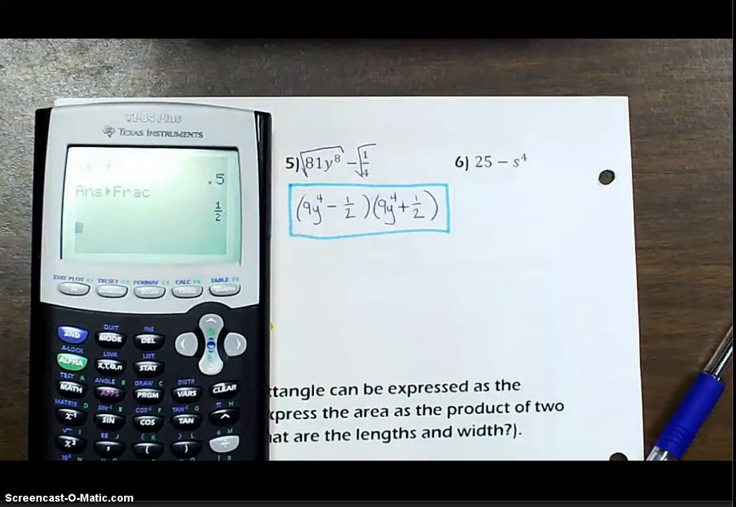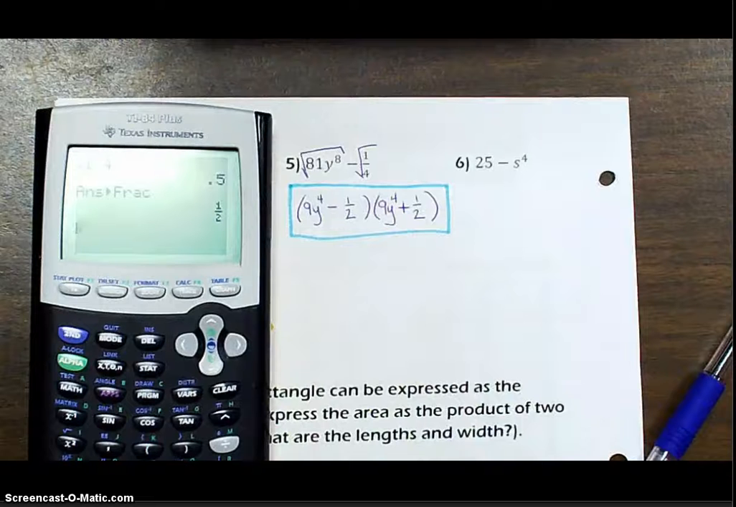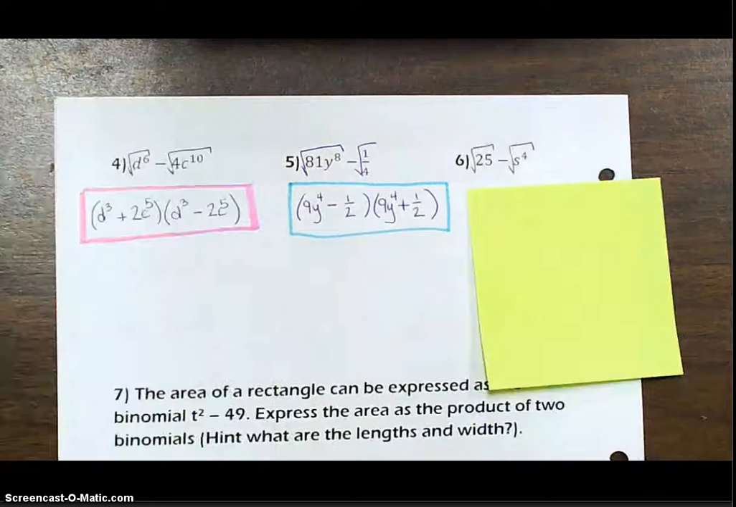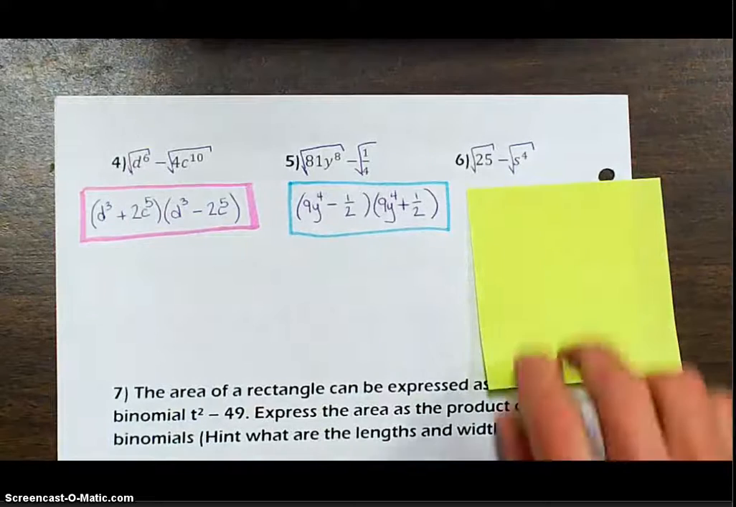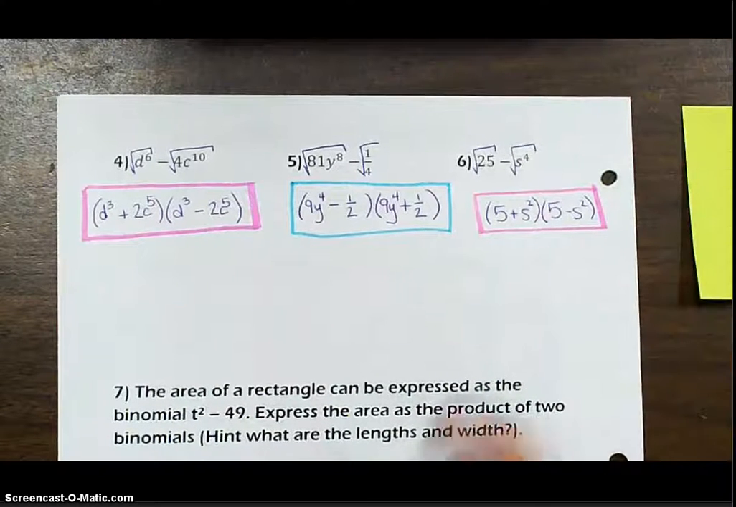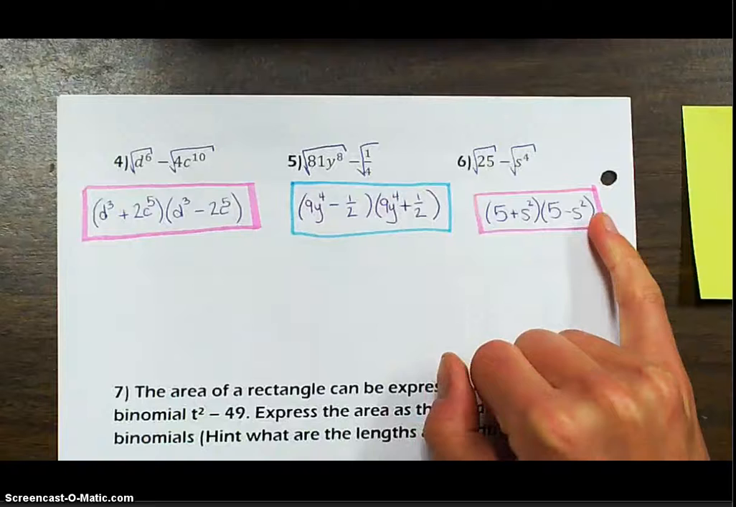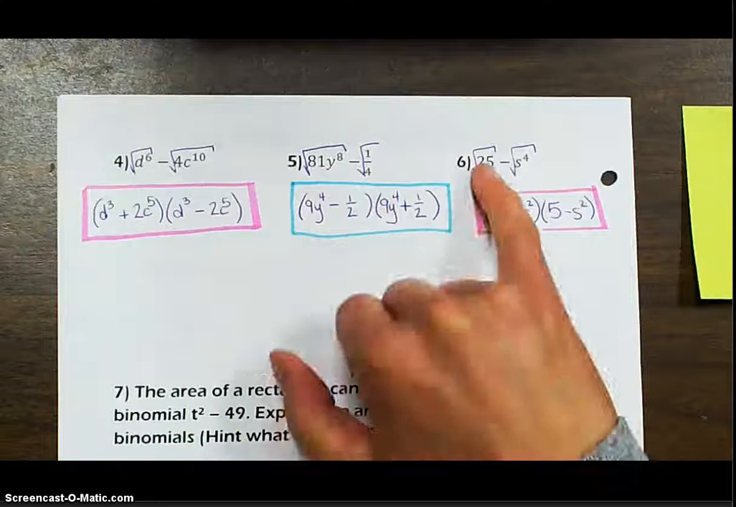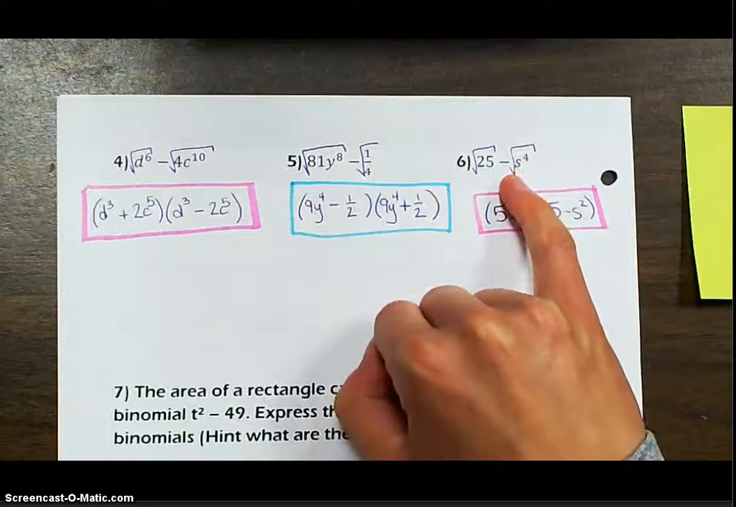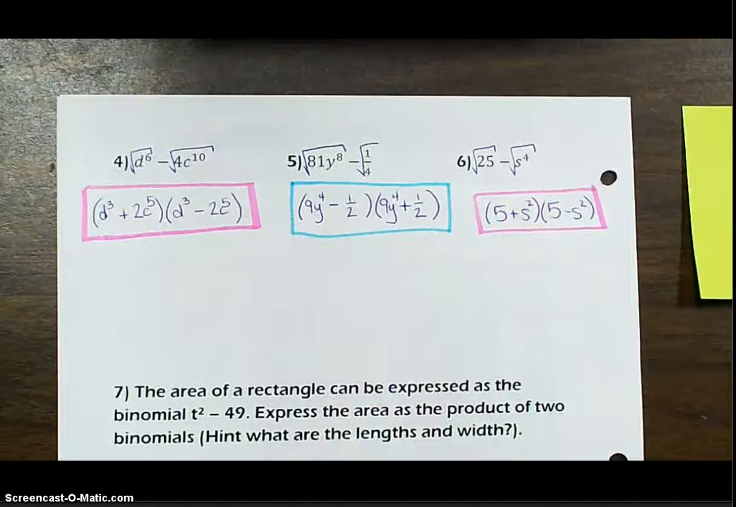Okay, one final one left. I'm going to have you try number 6 on your own, so go ahead, pause the video, and give this a try. All right, let's go ahead and take a look. Did you get 5 plus s squared and then 5 minus s squared? All right, remember, since the 25 came first, the 5 has to go first. The s is second, so the s has to go second, and we've got it.